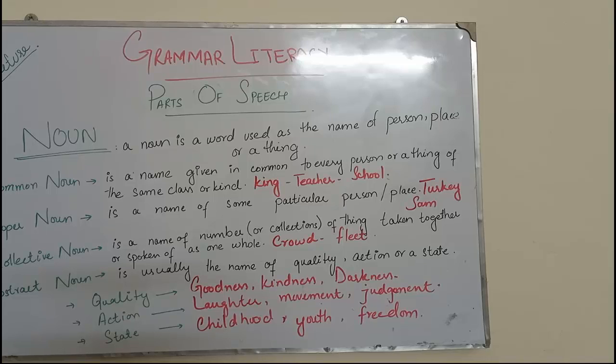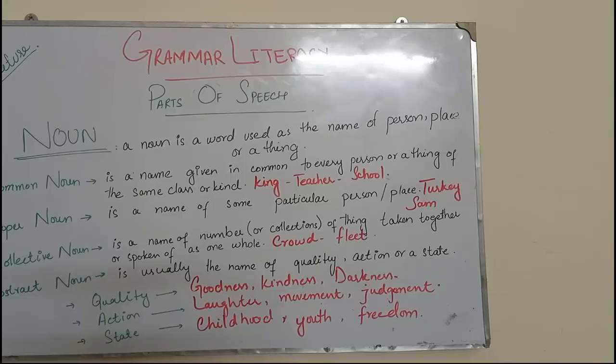First of all, the quality can be goodness, kindness, darkness. We are not going to give a specific quality to a specific person here. We are going to talk in general: goodness, kindness, darkness, whiteness, hardness, brightness, honesty, wisdom, bravery. These are the qualities that are in the abstract noun. Here we are not adding any noun specific to them. We are talking in general about the quality.